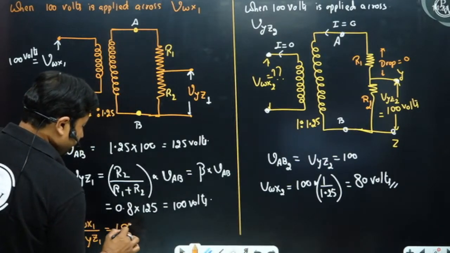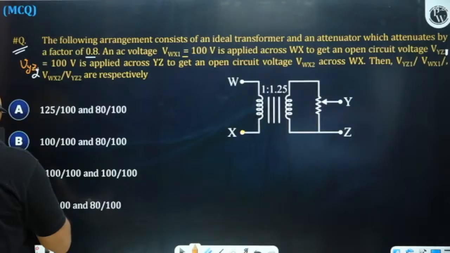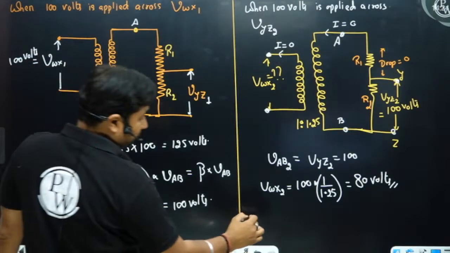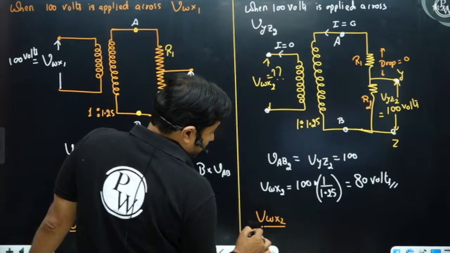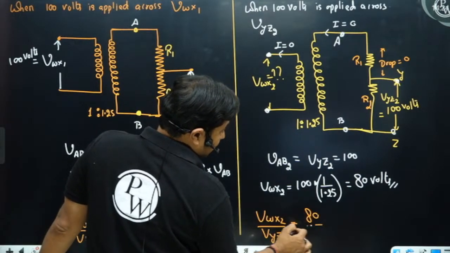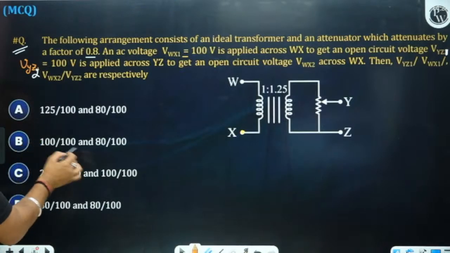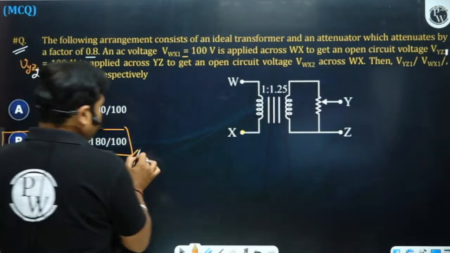100 by 100. However, the second one is VWX2 upon VYZ2, which is 80 by 100. So your correct answer is 100 by 100 and 80 by 100. That is option number B.